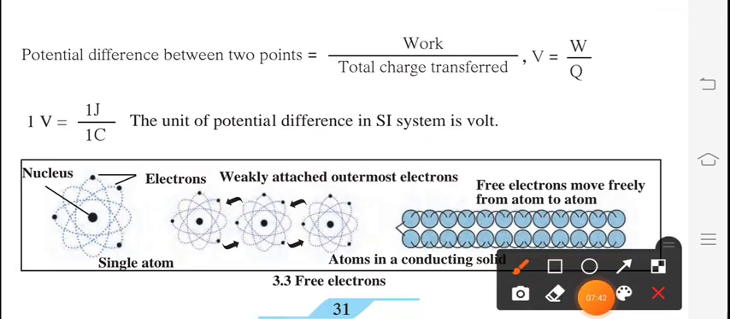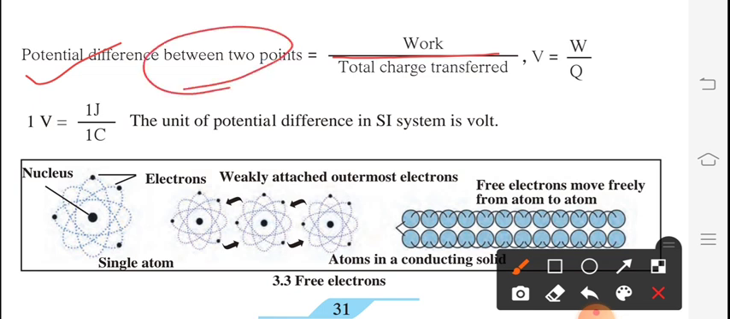We can solve this mathematically also. Potential difference between two points is the work done divided by the total charge transferred. We represent potential difference with V, because we measure it in volts, where W is work and Q is charge. So 1 volt is equal to 1 joule per 1 coulomb of charge. The unit of potential difference in the SI system is the volt.